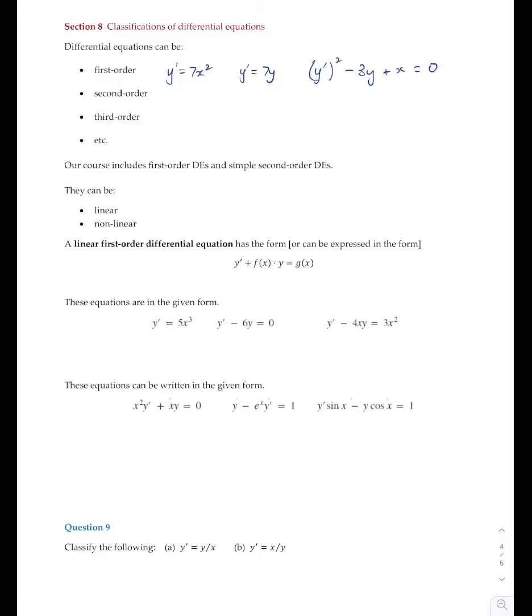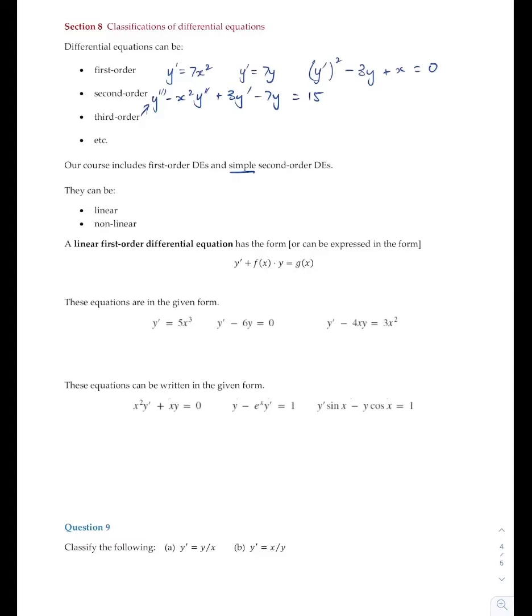Second order is the same, but can involve the second derivative. So x squared y double dash plus 3y dash minus 7y equals 15. That would be a second order differential equation. We're not going anywhere near that. Third order, well, if I just put in a third derivative there, then that's third order as well. Our course includes first order differential equations of particular types and simple second order differential equations.